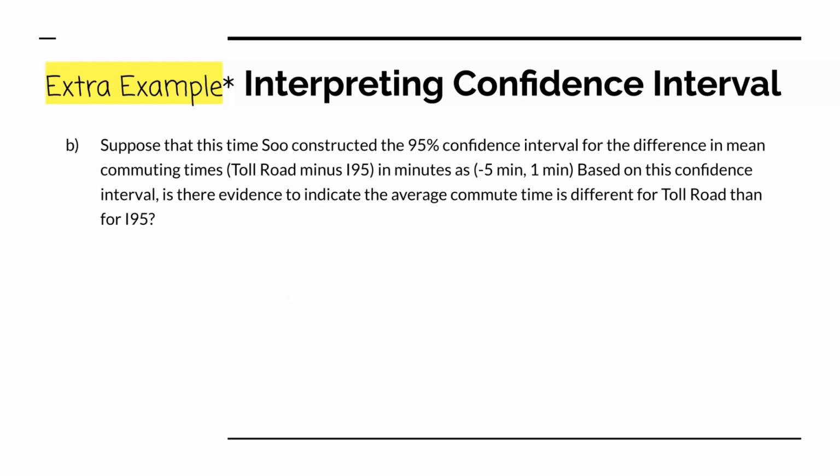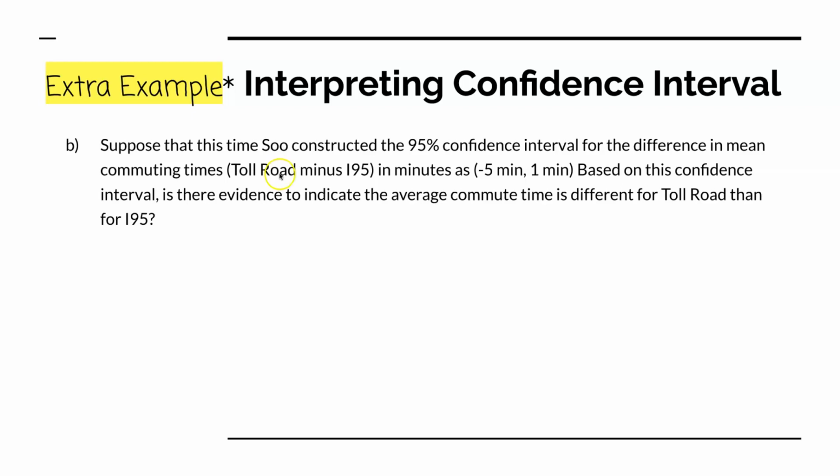Oh, something else here now. Suppose that this time, Sue's not going to stop. Sue constructed the 95% confidence interval for the difference in mean commuting time. This time, the toll road. Do they have a name for the toll road in I-95? Okay, but toll road minus I-95. I'm thinking the answer is going to come out to be negative. Why? Because shouldn't the toll road take much shorter time? Because I heard from one of my colleagues who works at the Annandale campus that if she takes the toll road, she pays like $10. That's a lot. If I'm paying $10, I should get there much quicker than the free road.